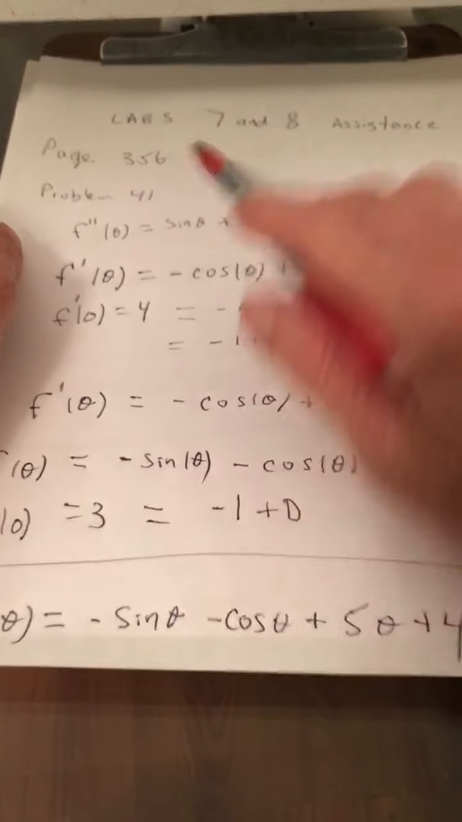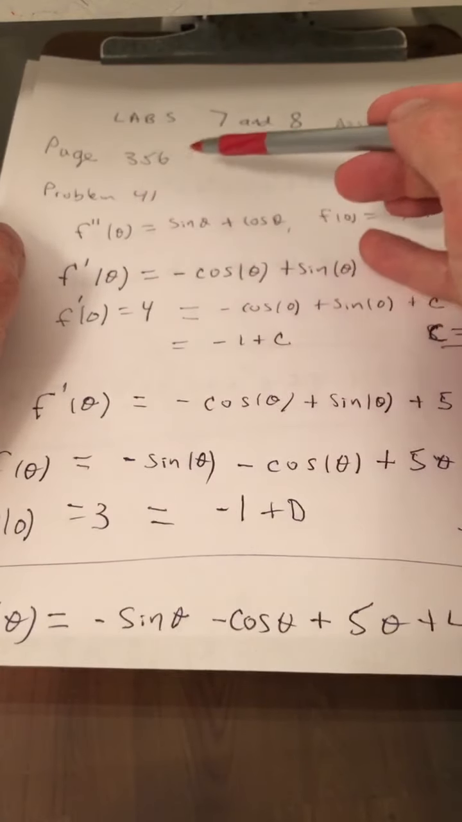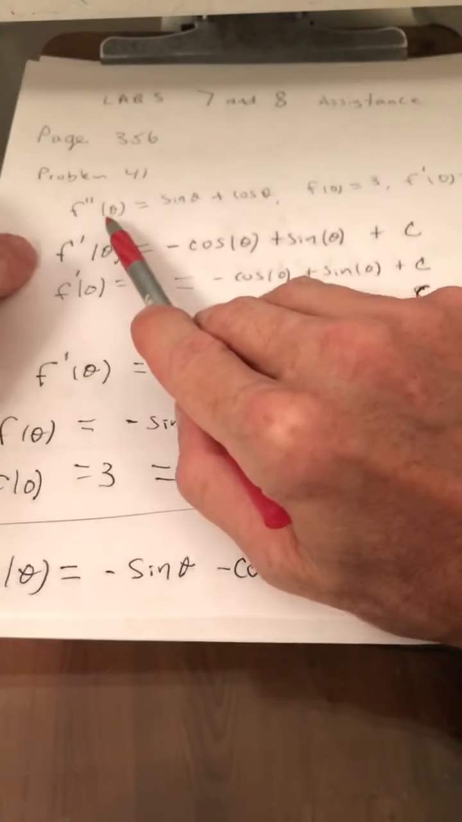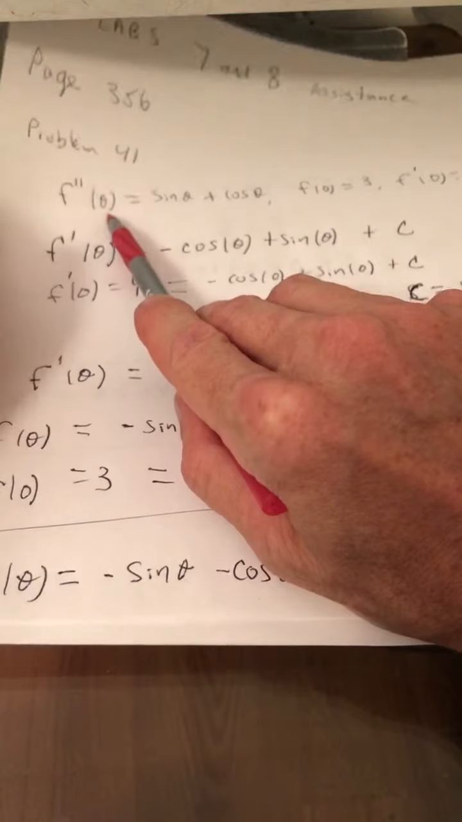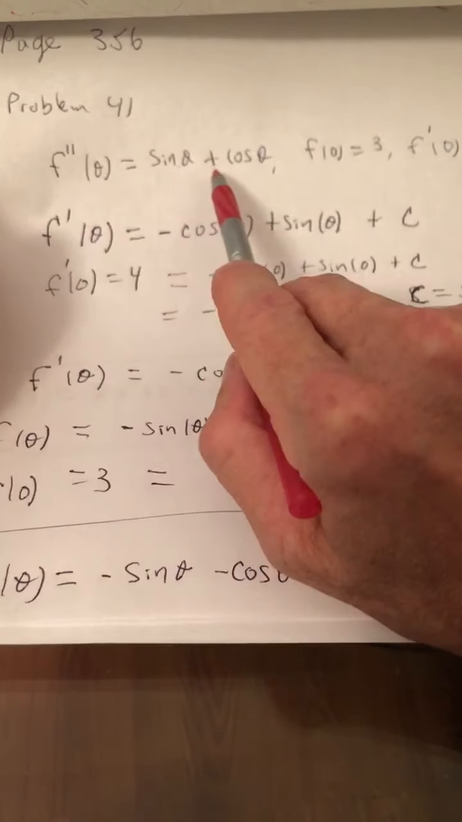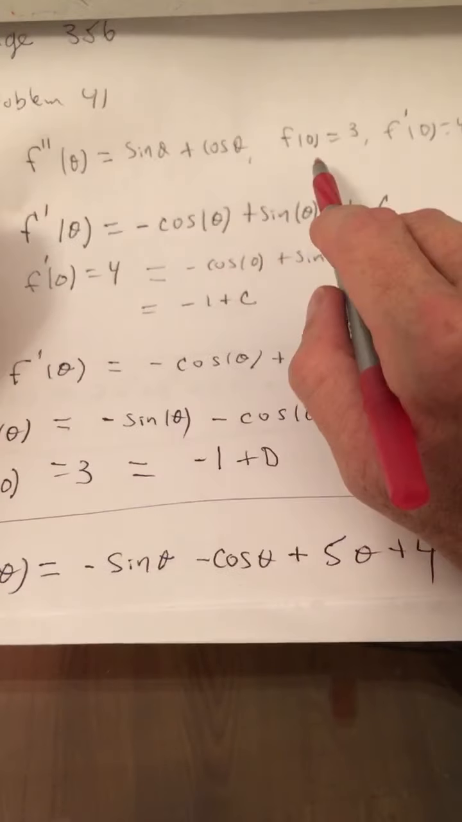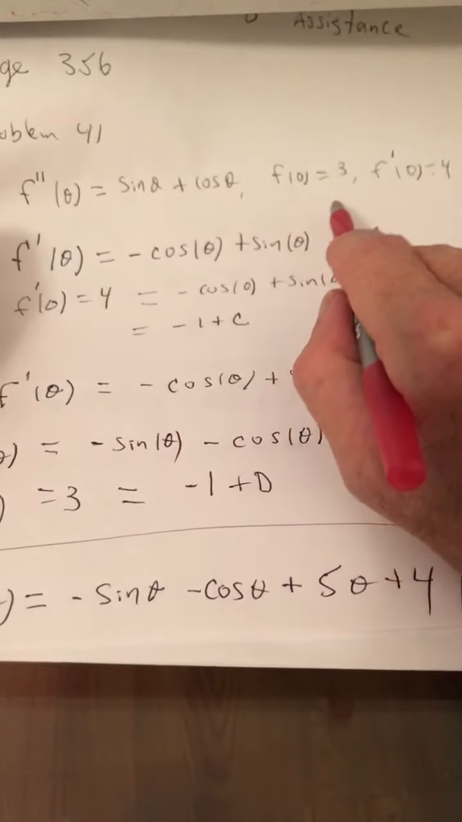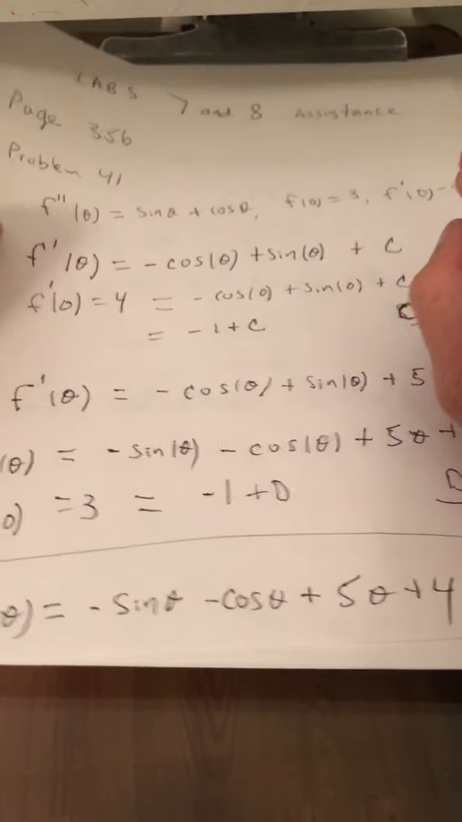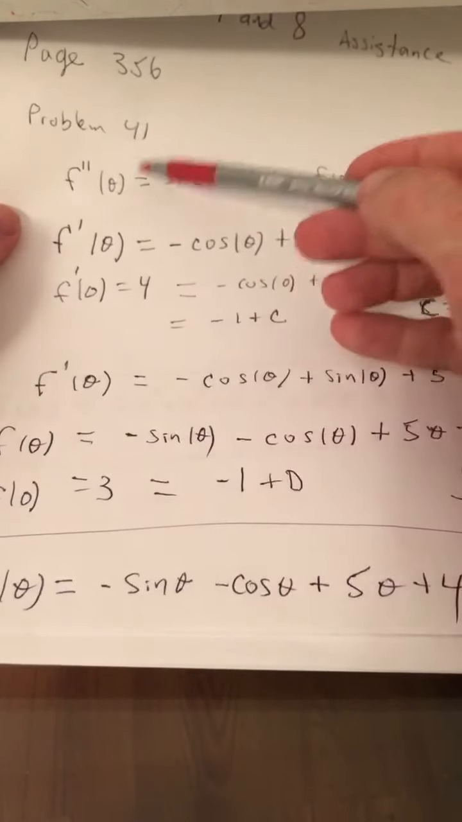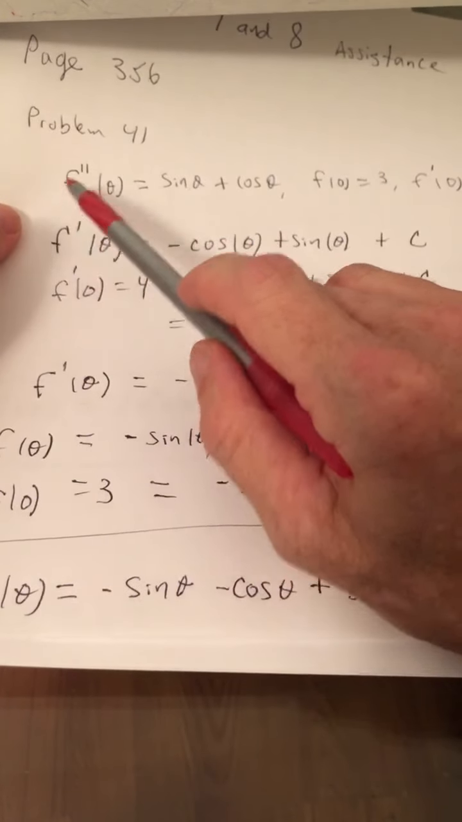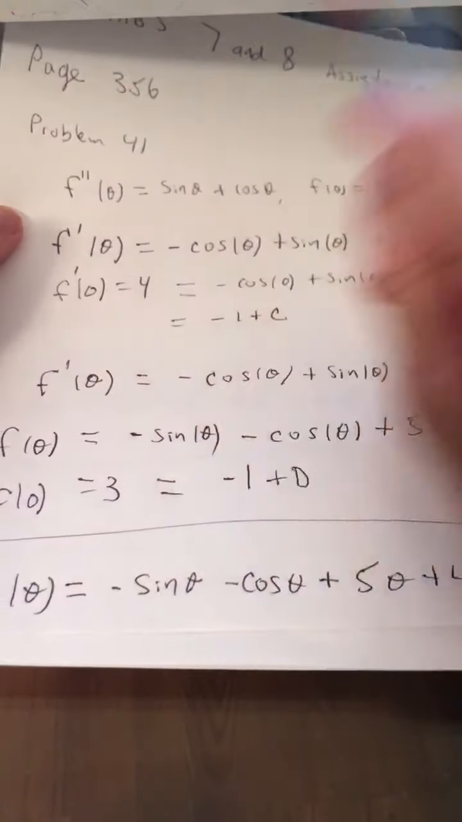So on page 356, problem 41, what we're given is the second derivative is sine theta plus cosine theta, and we're given that f of 0 is 3 and f prime of 0 is 4. So we need to find an antiderivative. It's the reverse process of differentiation.